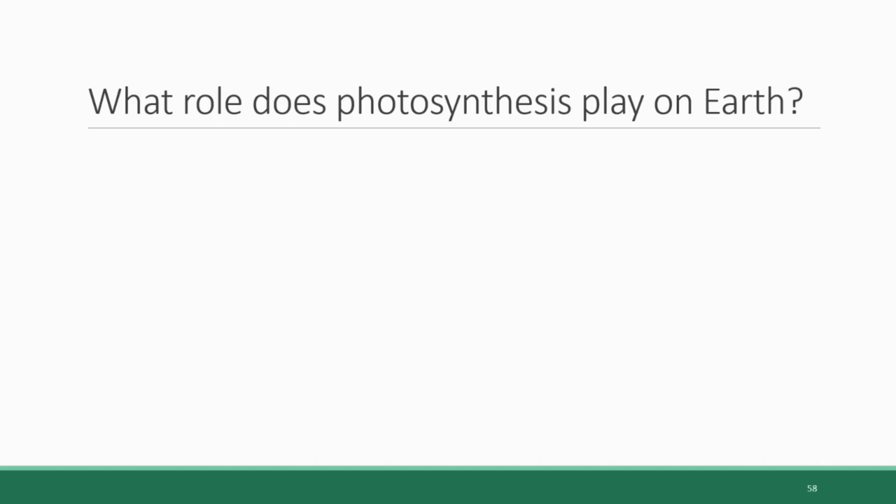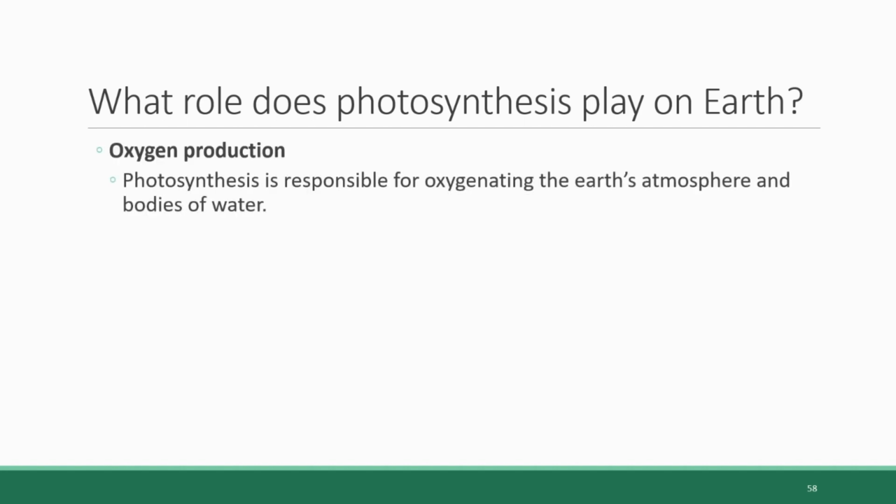Okay, so we now understand how photosynthesis and cellular respiration work. Why does it matter? What is the greater significance of these processes in the environment and in the biosphere? Well, in the case of photosynthesis, there are three big roles that it plays in the environment. One is oxygen production. Photosynthesis is responsible for oxygenating the Earth's atmosphere and bodies of water, and without it, the amount of oxygen in the atmosphere would be negligible.